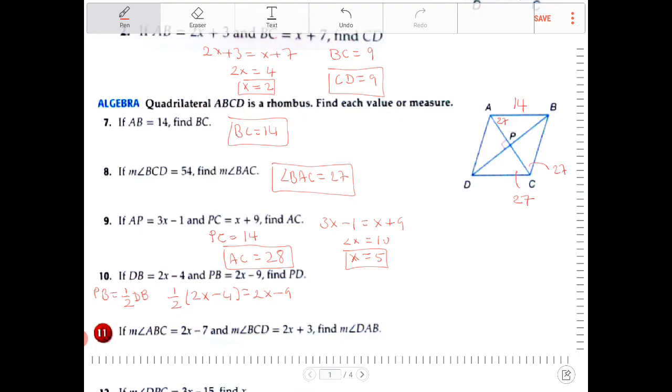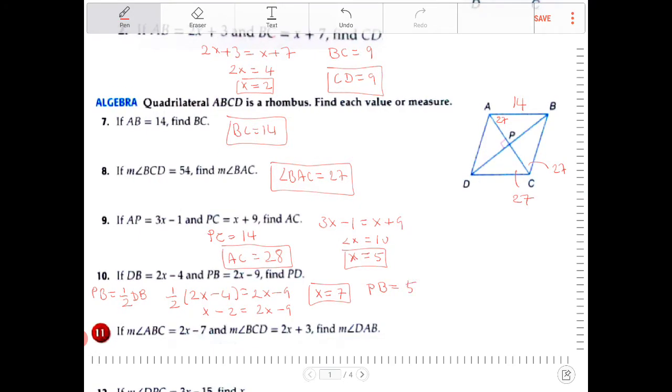So here again, I'm going to solve for x, and I want to distribute the 1/2 in. And if I do, I'll end up with x minus 2 is equal to 2x minus 9. Subtract x and add 9, I'll end up with x is equal to 7. If x is equal to 7, I'm asked to find out what PD is. PD is the other half. So if I plug 7 into PB, I'll end up with 2 times 7 is 14. 14 minus 9 is 5. So therefore, PD will also equal 5.